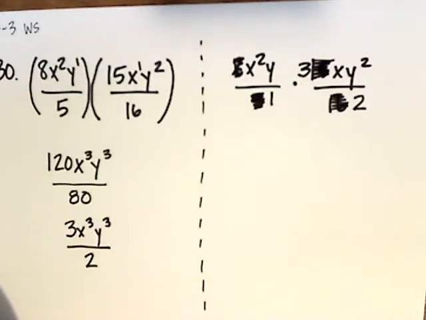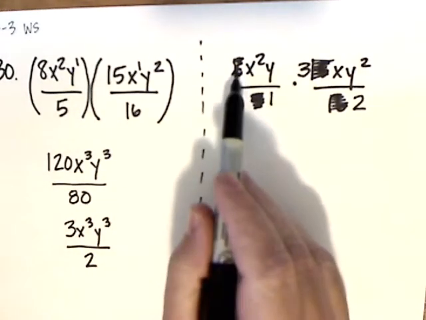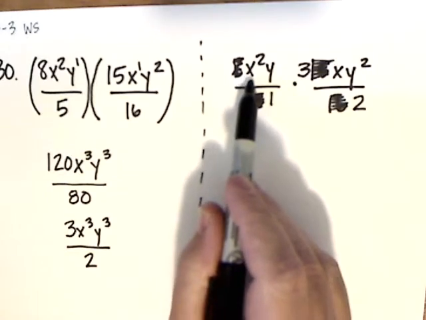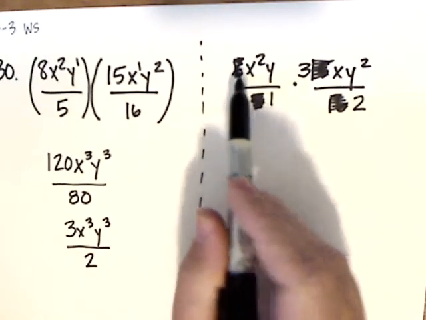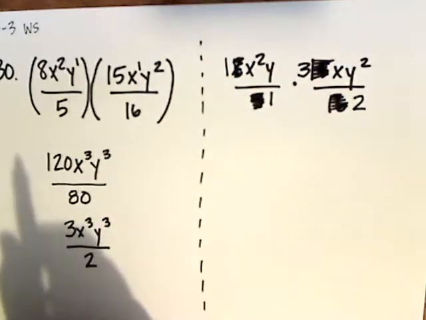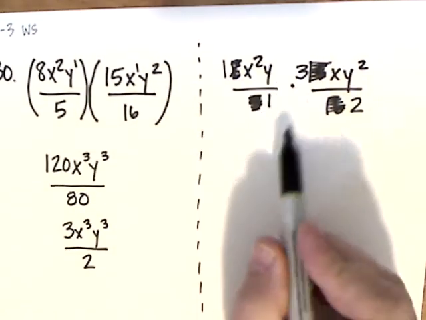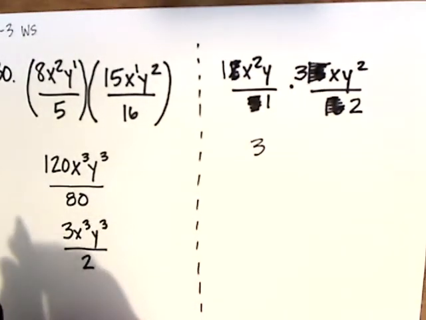So now, since I've reduced it ahead of time, I'm just going to simply multiply numerator times numerator and denominator times denominator. Now the numerator, I look at the coefficients first. The coefficient of this is a 1. It's not there, but it's imaginary, right? So 1 times 3 gives me 3.